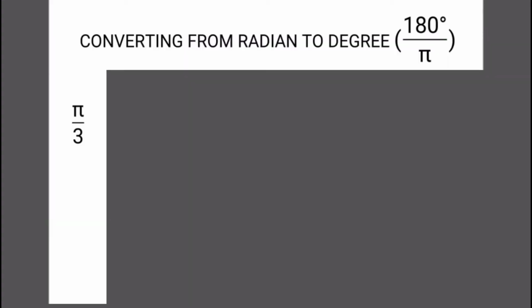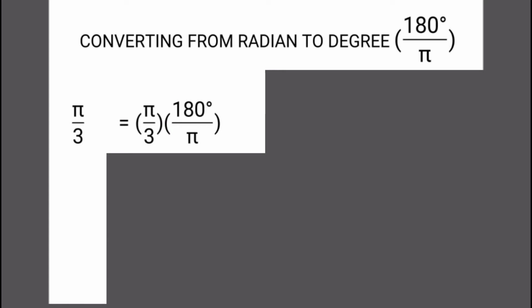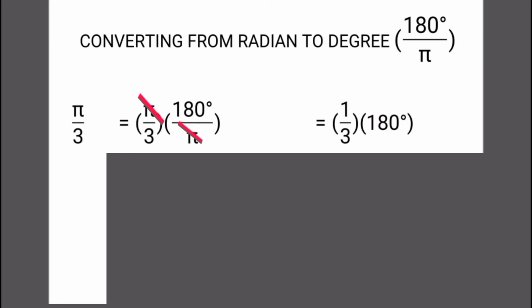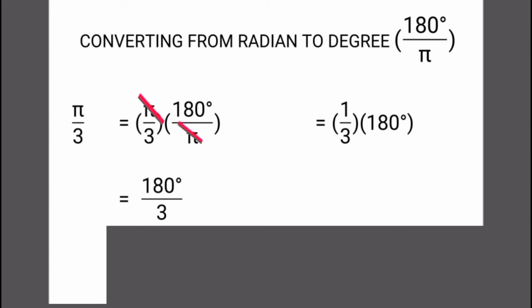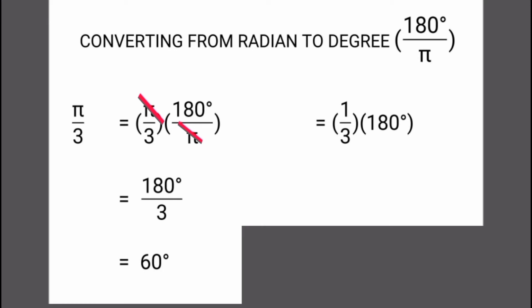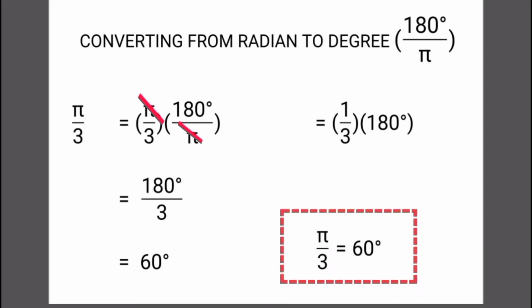Let's take another example, let's say pi over 3. So, pi over 3 multiplied by 180 degrees over pi. Let's cancel both pi so we now have 1/3 multiplied by 180 degrees. Then multiplying it we have 180 degrees over 3. Simplifying it further, we have 60 degrees. Therefore the degree measure of pi over 3 is 60 degrees.